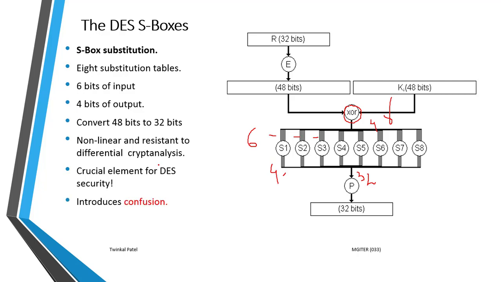Now, next, it also introduces confusion. So, confusion means, as we have earlier discussed, that a change in one bit of the plain text should widely affect the bits of the ciphertext. So, the S box introduces the confusion. So now next we will see one example of an S box, how the S box converts the 6-bit input into the 4-bit output.